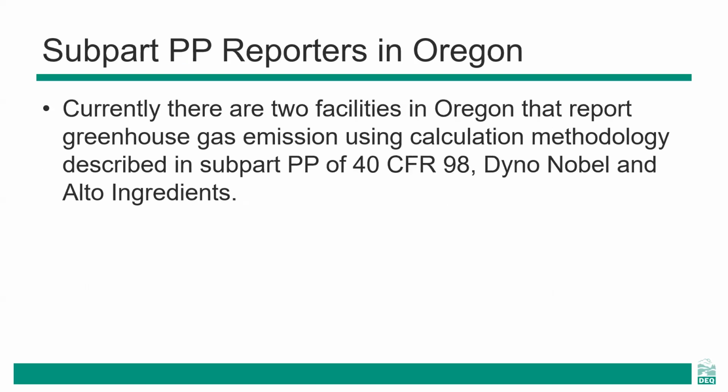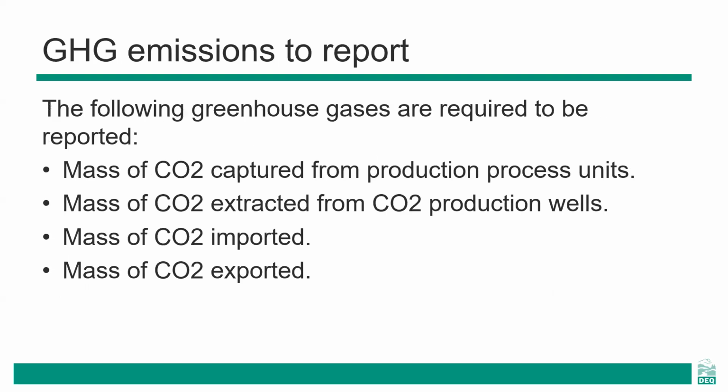Currently, 2 facilities in Oregon report greenhouse gas emissions using the methodology in subpart PP, Dyno Nobel and Alto Ingredients. The following greenhouse gases must be reported: the mass of CO2 captured from the production process units, mass of extracted CO2 from production wells, and mass of imported and exported CO2.